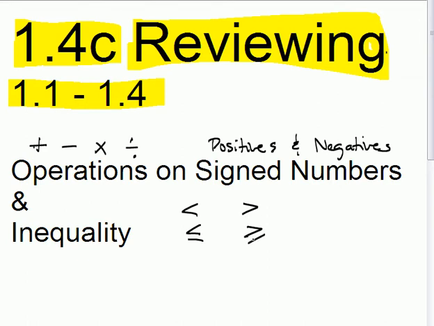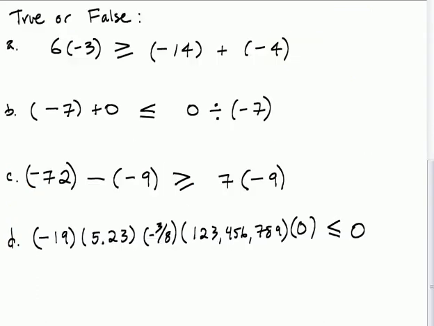So let's take a look at, I think I just have 4 problems here. And they are true or false. In order to determine if they're true or false, we need to evaluate each side. By evaluate, it means we'll just figure out what it equals. So we take the left-hand side of this inequality. What's 6 times a negative 3? Negative 18. So we want to see if that's greater than or equal to what we get over on the right when we evaluate that.